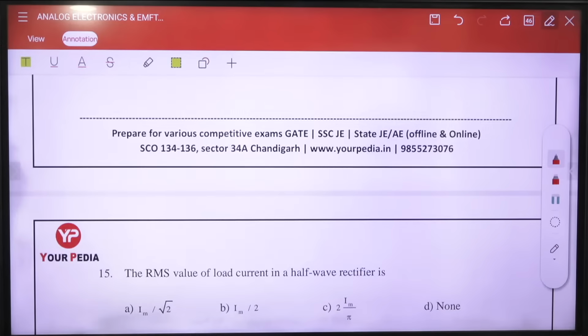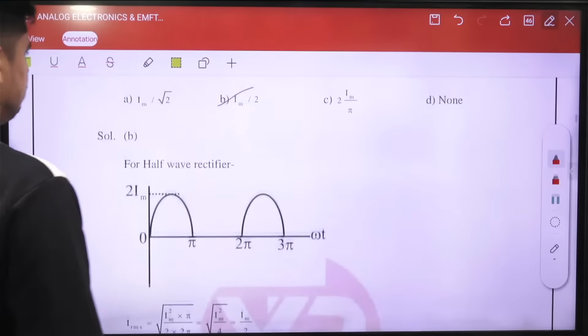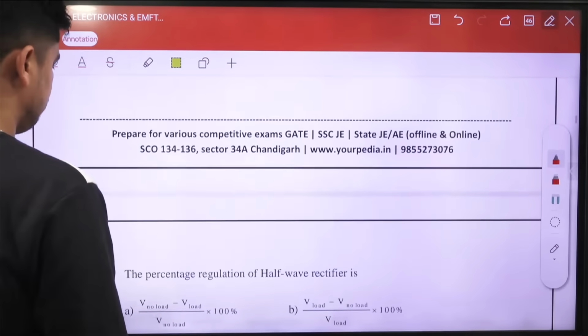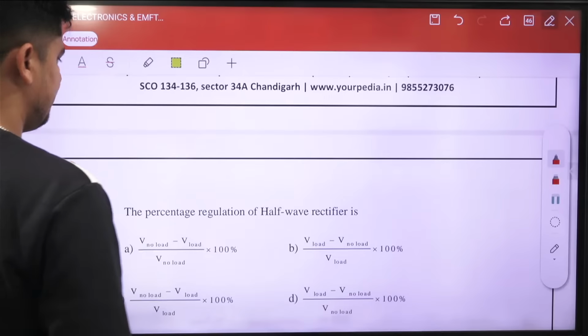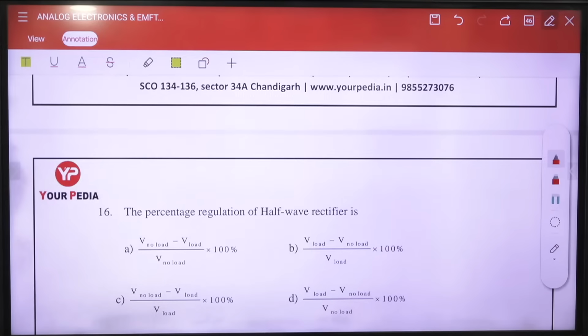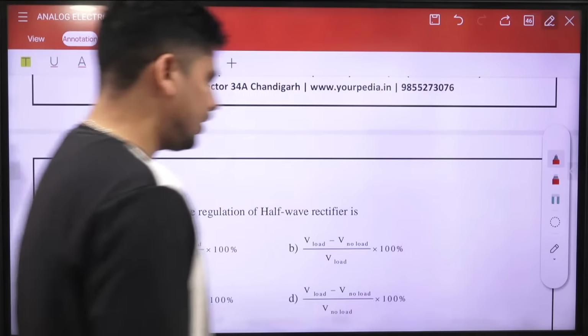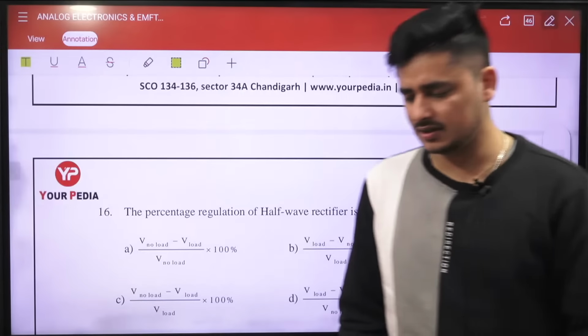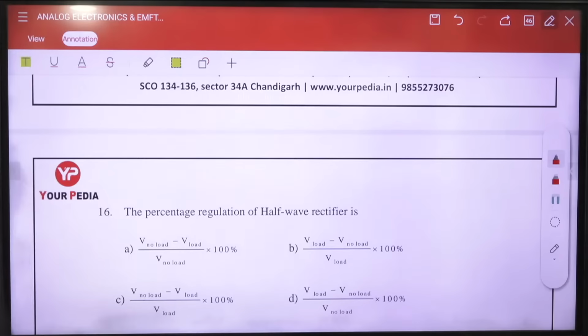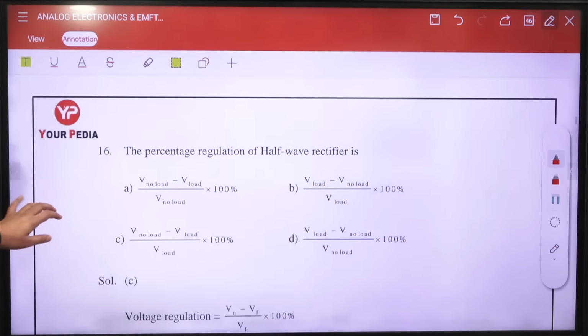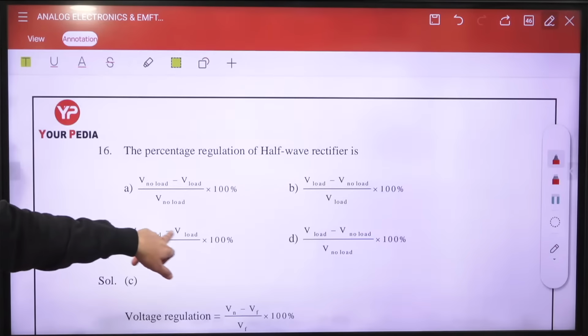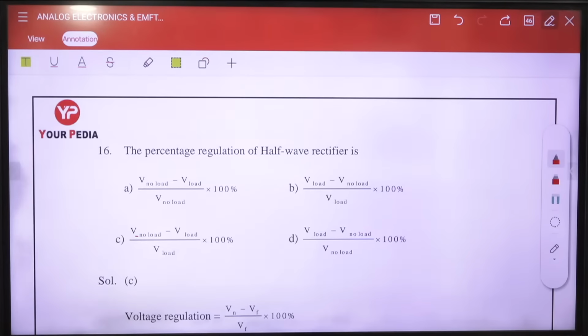The RMS value of load current in a half wave rectifier is Im by 2. Good. Next, the percentage regulation of a half wave rectifier. This is the formula for all circuits: if they are asking for regulation, it will be no load voltage minus load voltage, divided by load voltage, into 100. If you are from any background, you should know this formula, right? Very good.